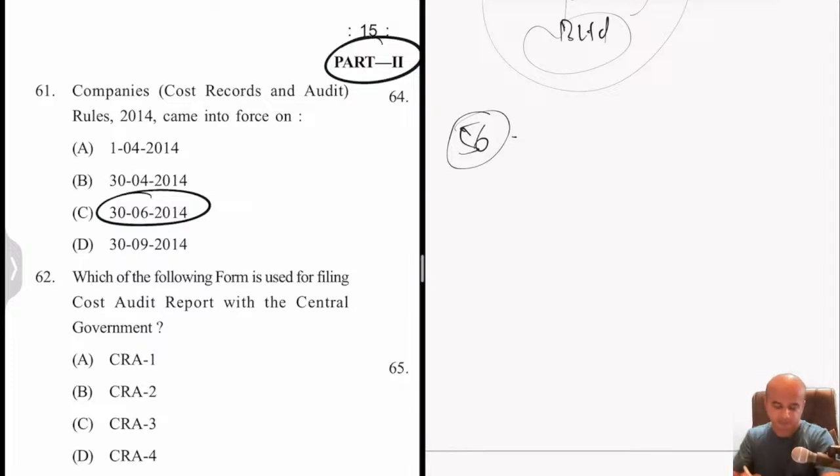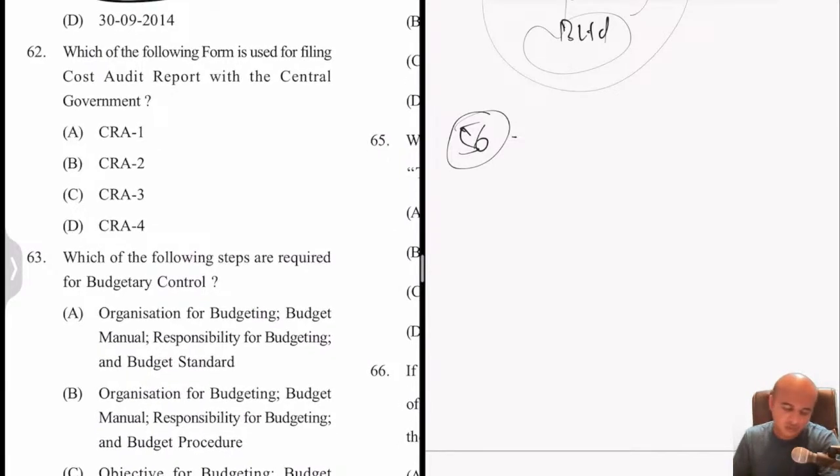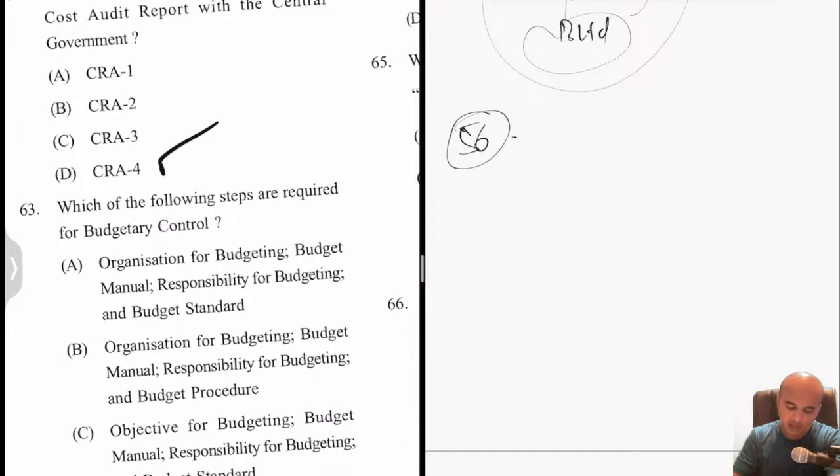That's it. Moving on. Which of the following forms is used for filing cost audit report with the central government? Again, if you know, you know, otherwise you don't know. So in this case, it is form CRA4, which is prescribed by the Companies Cost Records and Audit Rules 2014. It is used by the companies to submit their cost audit reports to MCA ROC within the specified time frame. It includes details of the company, the cost audit period, the cost auditor's report, and any other relevant information related to cost audit and compliance. That report will be submitted in which form? CRA4. That's it.